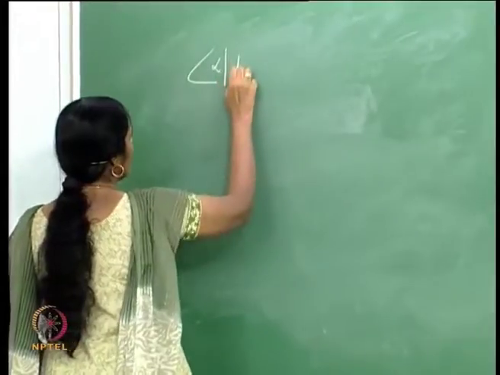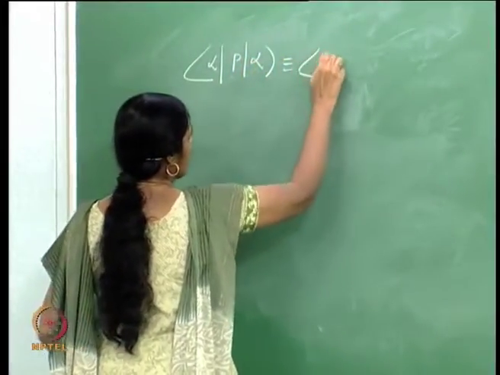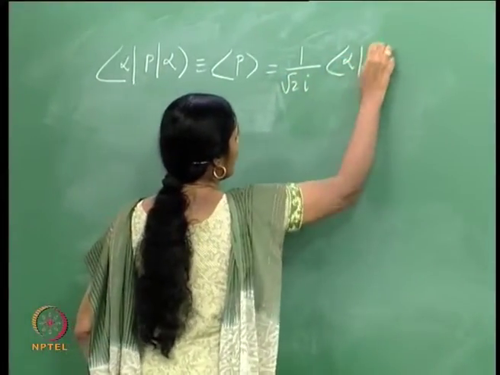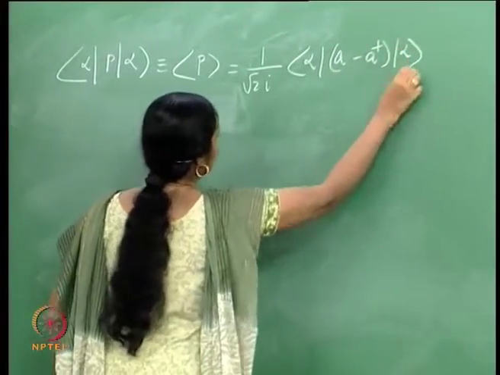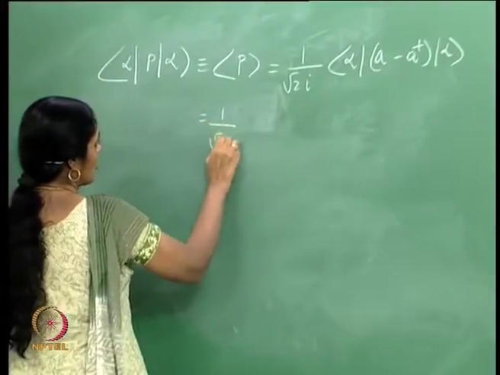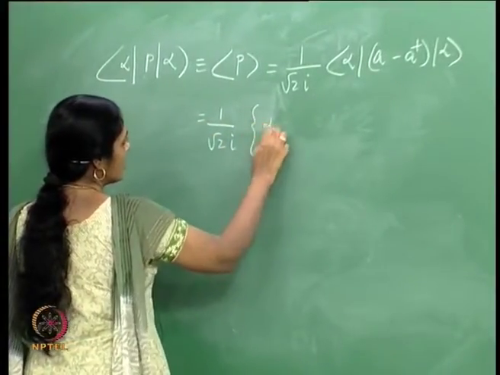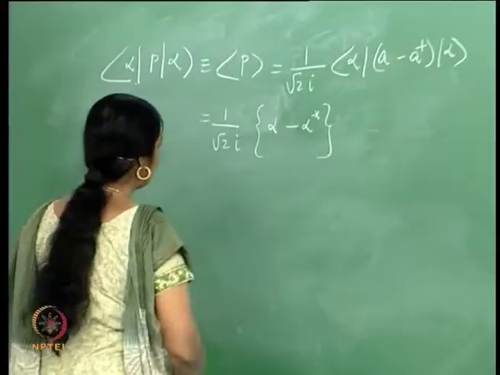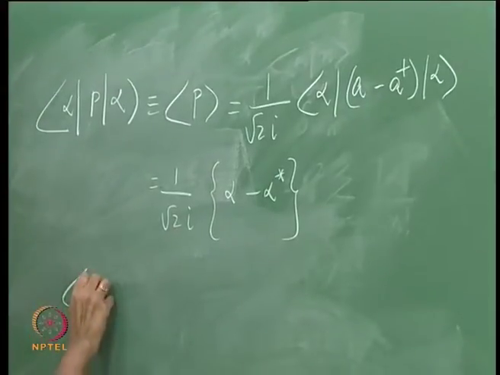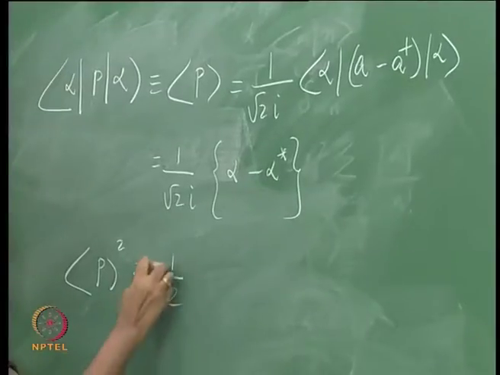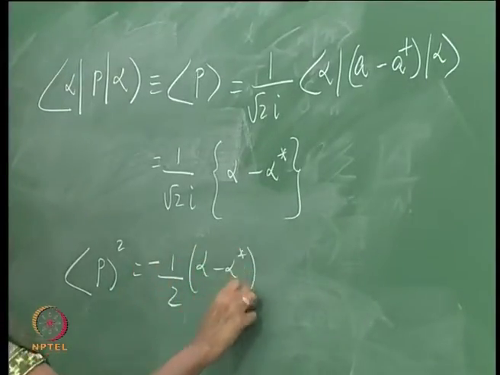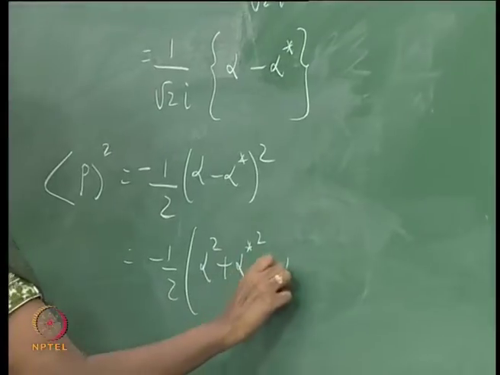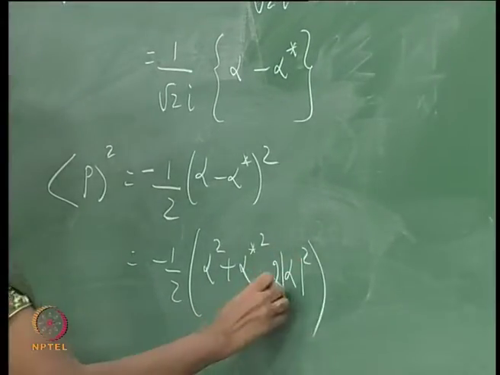The expectation value of P in the state alpha, my notation is this, is 1 by root 2i, alpha, A minus A dagger, alpha. This object is 1 by root 2i. The first term is alpha and the next term is alpha star, with a relative negative sign between them. So expectation P the whole squared is half with a minus sign, alpha minus alpha star the whole squared, which is minus half, alpha squared plus alpha star squared minus 2 mod alpha squared.